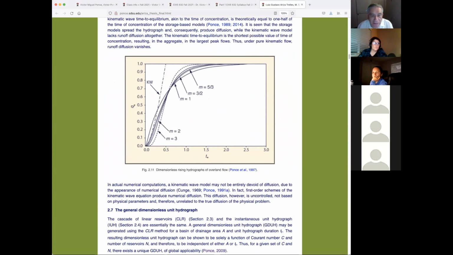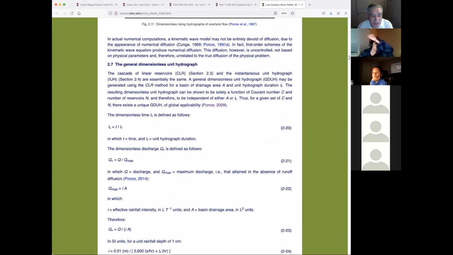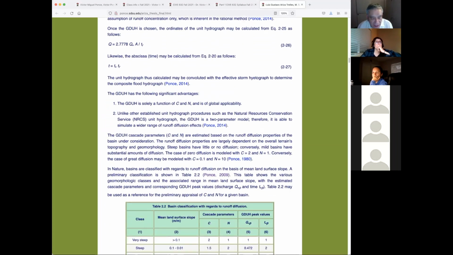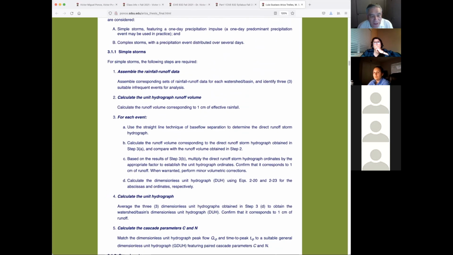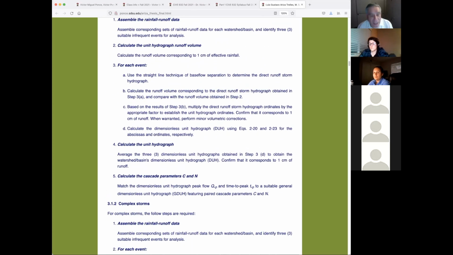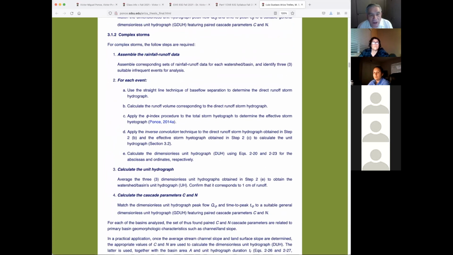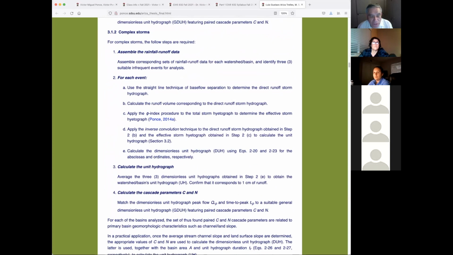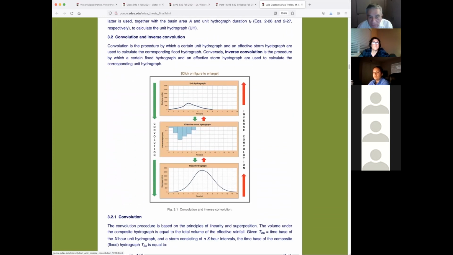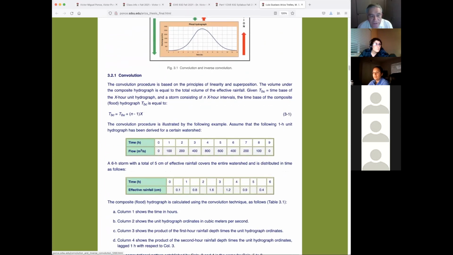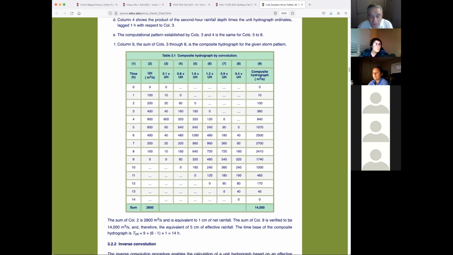Okay, and then we added something in here for the sake of history, the Horton formulas, and the general dimensionless unit hydrograph, here out of my paper, right? And the methodology: simple storms, calculate the unit hydrograph, calculate the cascade parameters, complex storms. We didn't get into complex storms because it's kind of tough to do, but I asked him to put it in there. In convolution, he talks about what convolution is. This is the convolution. That's the example for the convolution.